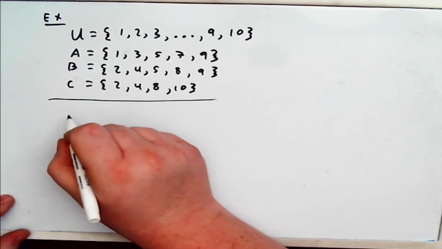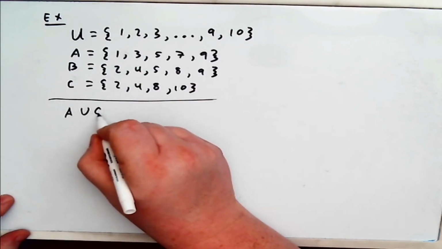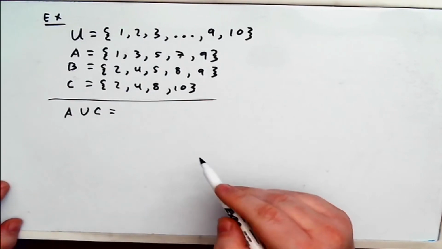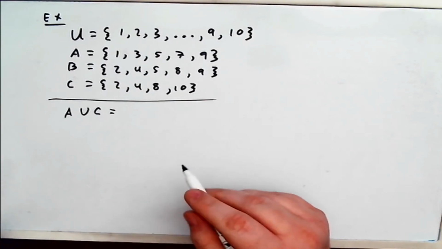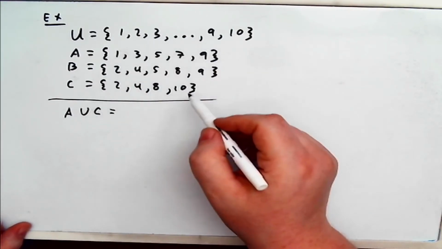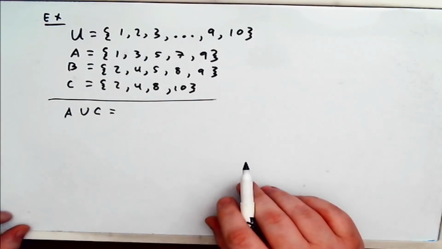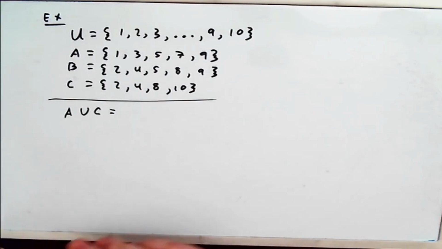So we want to compute A union C. So remember what the union is. The union is everything that's in A or everything in C. So we want to take all these elements in A, all these elements in C, kind of throw them all into the same set, and we just don't write any duplicates. So we want to write all the elements that are in either A or C.